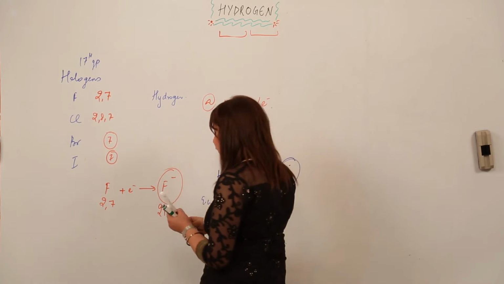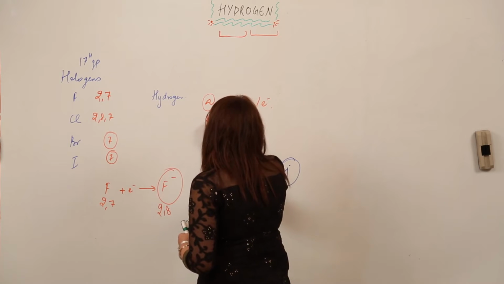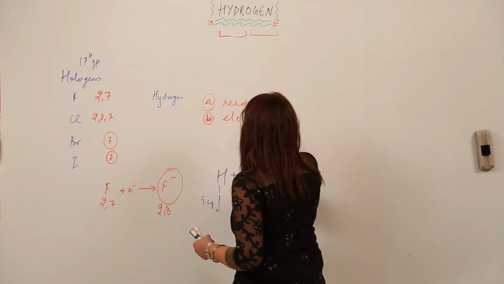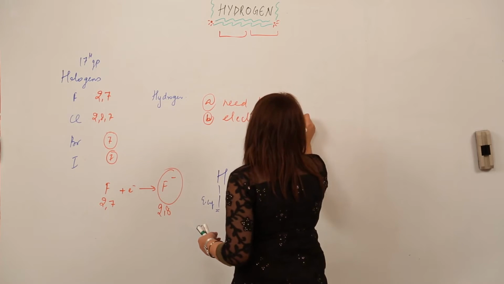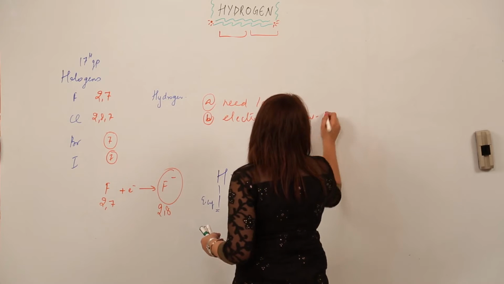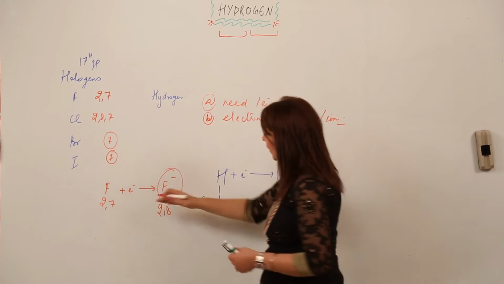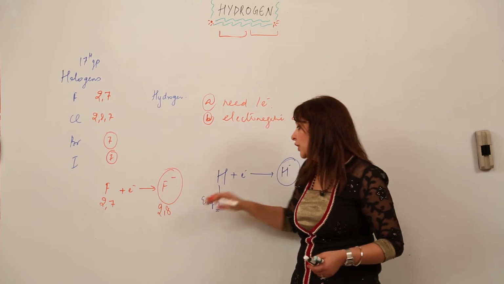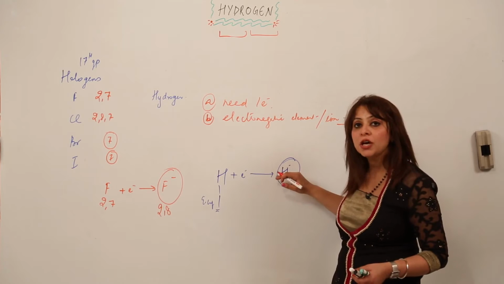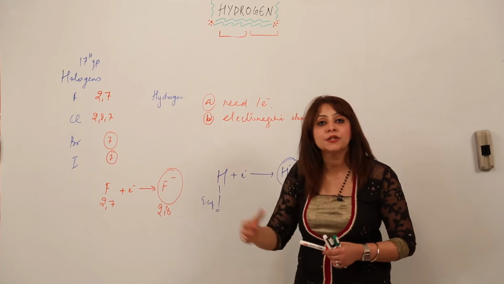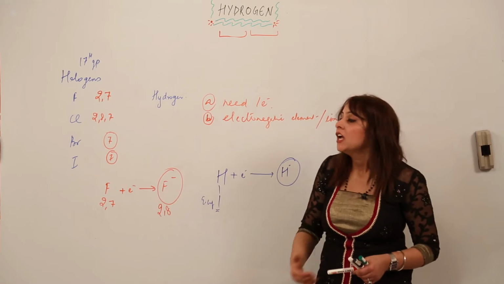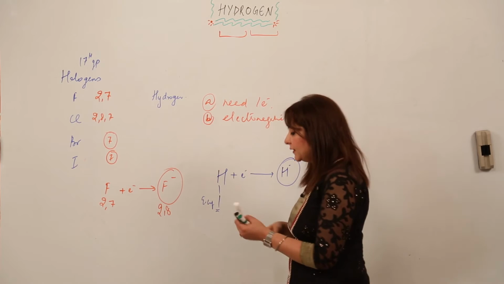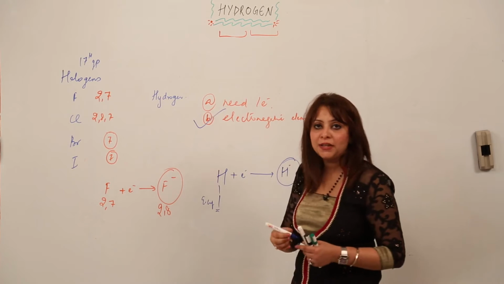The second similarity that is striking in my mind is that it is an electronegative element, or you can say it forms an electronegative ion. I have shown with the examples, see, they are gaining electrons and acquiring a negative charge. Hydrogen is also gaining an electron and acquiring a negative charge. So what kind of ion is it forming? It is forming an electronegative ion, like the halogens form the electronegative ion, right? So that means it has been justified. The second property is done as well.